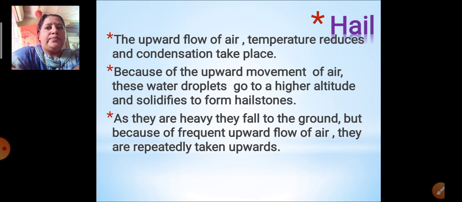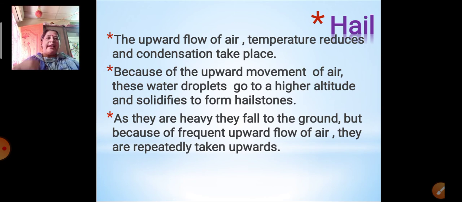What is hail? Hail is not at all like snow. When air flows upward, the temperature of the air reduces, and because of the reducing temperature, condensation takes place. Because of the upward movement of air, these water droplets go to a higher altitude. They are not allowed to come down and are thrown upwards again and again, so the water droplets solidify to form hailstones.